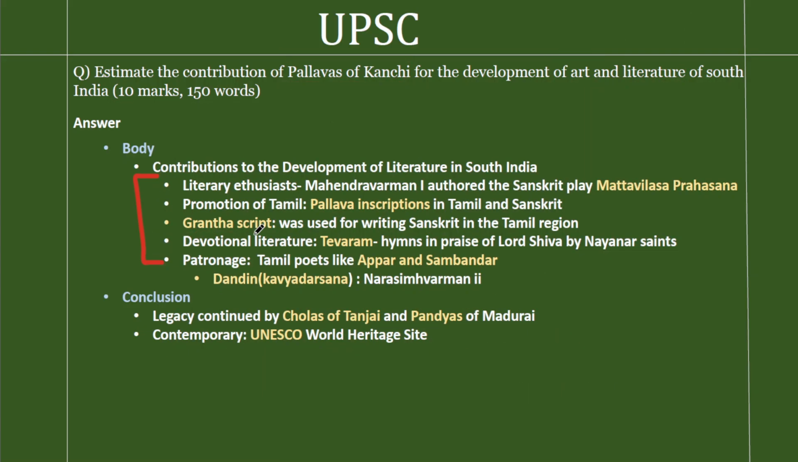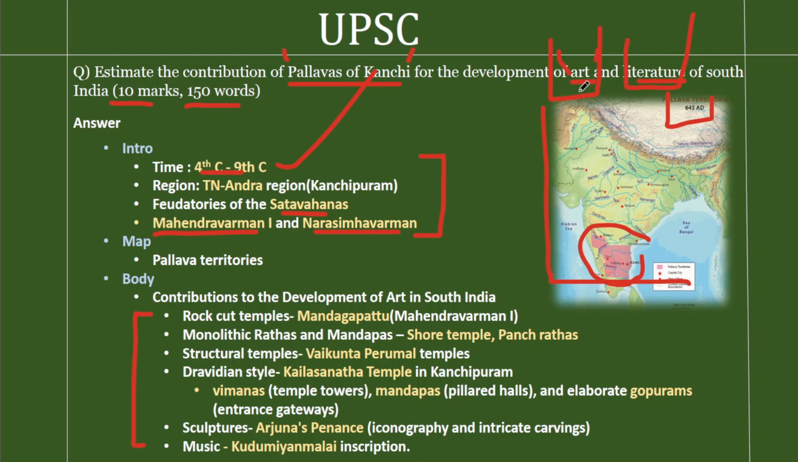Then we'll come to the first part, which is the contribution of Pallavas of Kanchi to the development of art and literature. The first part would be specific to art. Now in art, the first and foremost contribution of Pallavas is in the context of architecture. Within architecture, you can just write a point like their contribution to architecture and just give one example in the form of a temple. But you are expected to dissect it very precisely because the Pallava period saw an evolution of architecture, from rock-cut temples to monolithic rathas to structural temples and finally to the proper Dravidian style temples. So we'll mark that specific evolution and we'll give specific examples under this part.